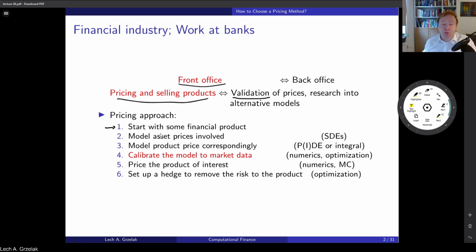Given the specification of a product, and whether your product depends on one asset class or multiple asset classes, we go to point number two, where we need to specify stochastic differential equations for all the risk factors that our payoff depends on. So if you have an interest rate product, then your SDE, the stochastic differential equation, has to involve a process for the interest rates. If you have stocks, then you need to have a number of stochastic differential equations for stocks, and so on. So that's the second part.